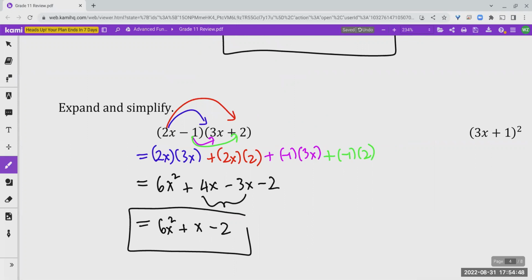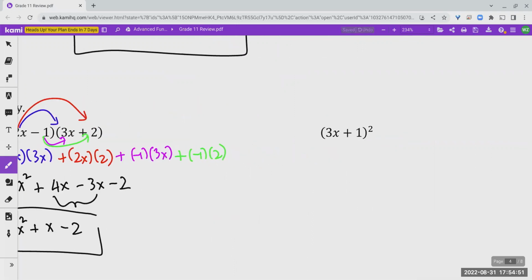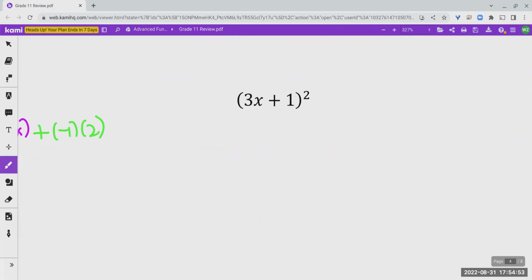Okay, let us move on to the second one. So in the second one, you have 3x plus 1, the whole thing squared. All right, how do we do this one?